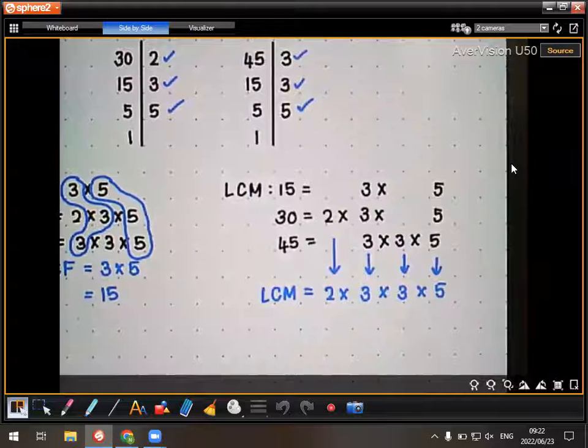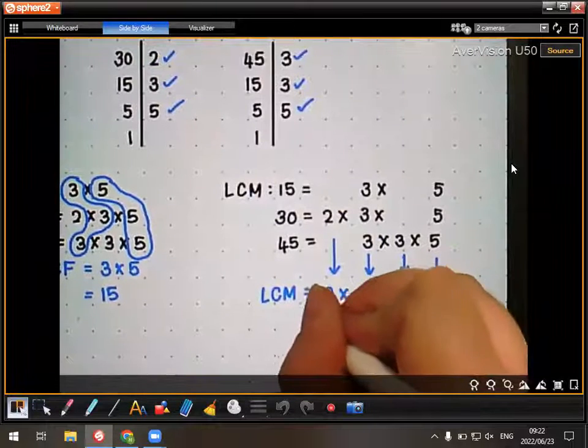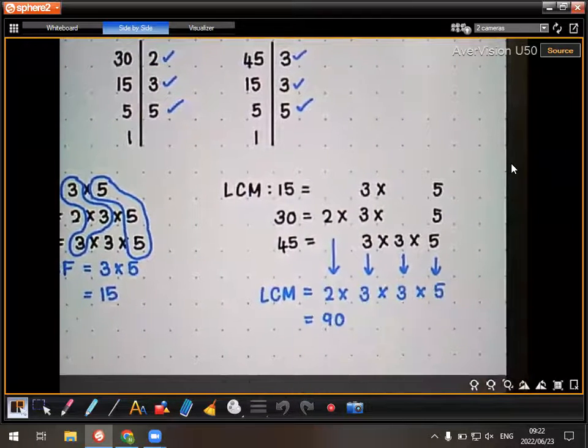Okay, that is going to give us the LCM. This one is easier to do. What's 2 times 3? 6. 6 times 5, that one will be easier to do. 6 times 5 is 30, and then 30 times 3 is 90. Okay, so this LCM is 90.